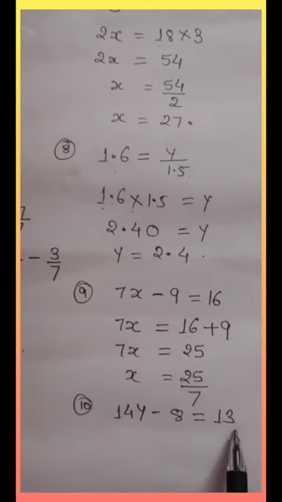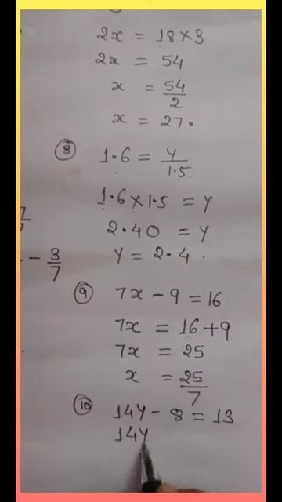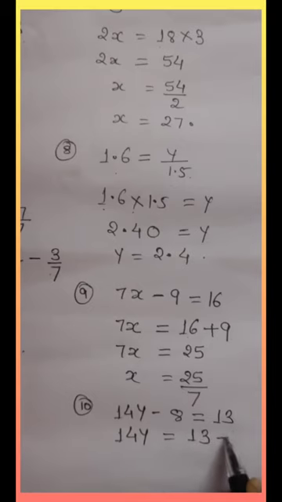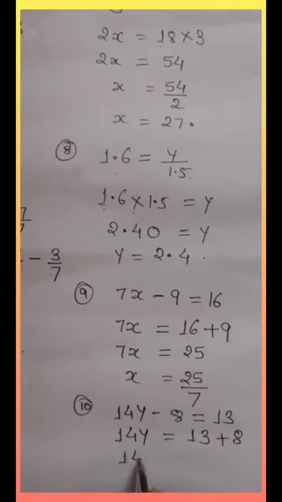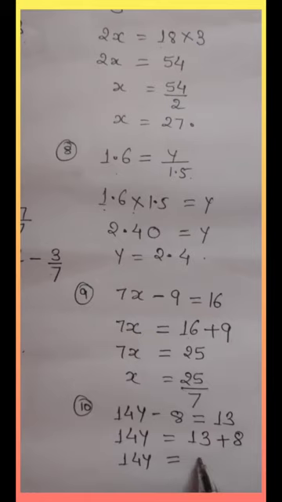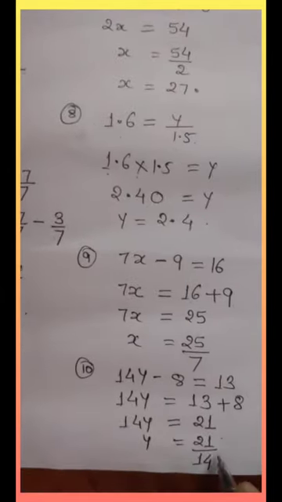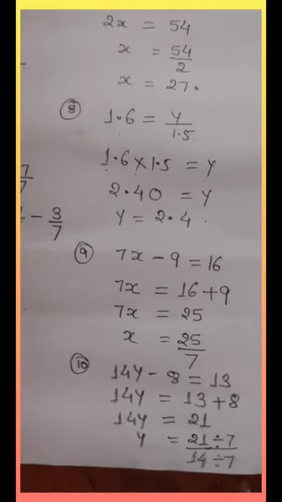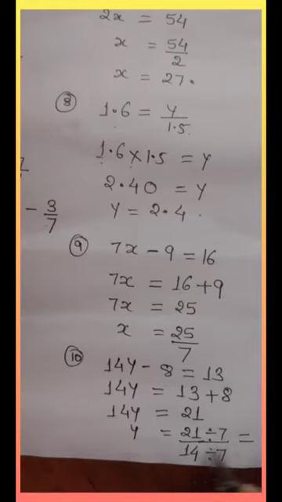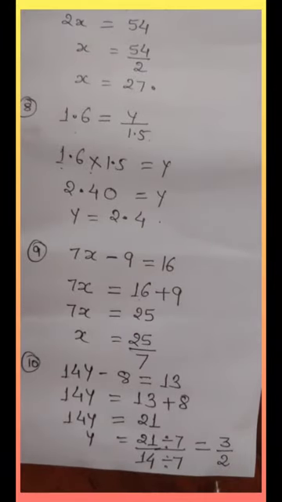14y minus 8 is equal to 13. 14y is equal to 13 plus 8. Therefore, 14y is equal to 13 plus 8 is 21. y is equal to 21 upon 14. 21 and 14 can be divided by 7. Both numbers should be divided by the same number. So 7 3s are 21, 7 2s are 14. Therefore, y is equal to 3 upon 2.